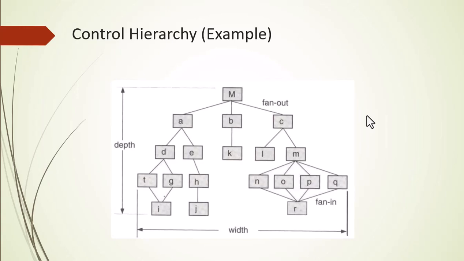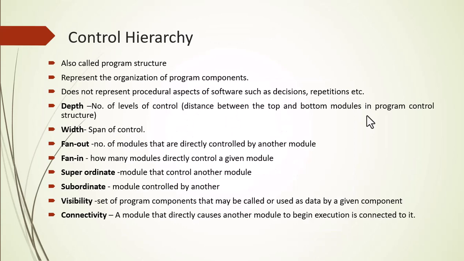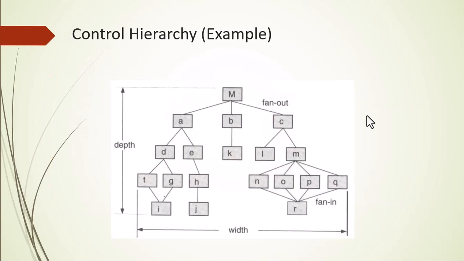When the number of modules increases, there are chances of increasing both the depth and the width. Two other concepts used here are fan out and fan in. What is fan out? It is the number of modules that are directly controlled by another module. If we take this, the fan out of this M module is 3, because it is controlling 3 modules. Fan in is how many other modules are controlling a particular module. If we take this R module, the fan in will be 4, because 4 modules are controlling this module.